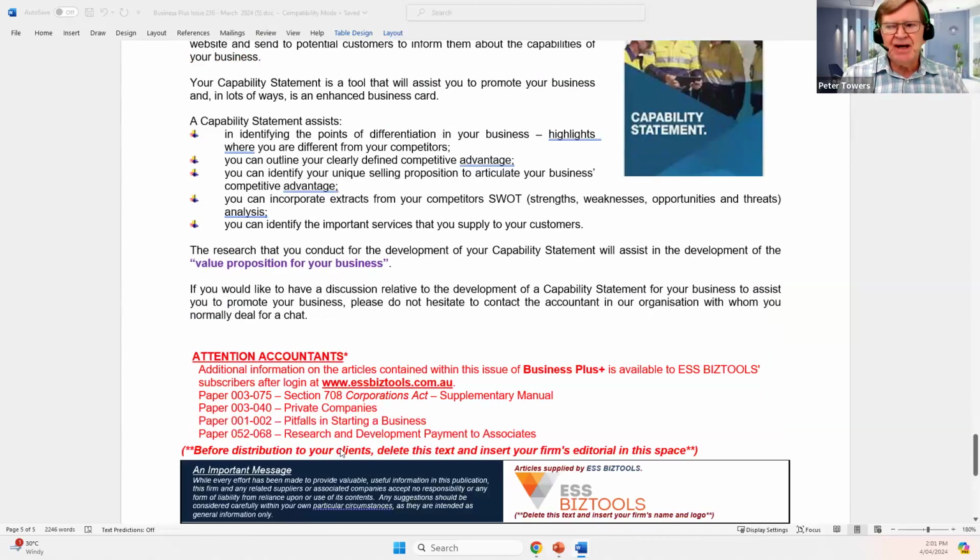We then have attention accountants. This is basically a reference library. We've got other material within ESS BIZTOOLS. You can see what it says there, which gives you a lot more information about that particular subject than what's contained in this newsletter.